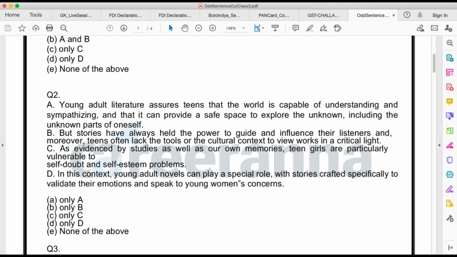Saloni, what is the answer you are getting? Anushka says C, Harsh says C, Simran says C, Varsha says B, Supriya says D, Padmalaya B, majority are saying C. Okay.